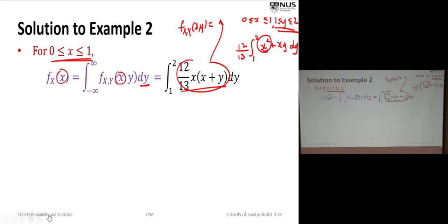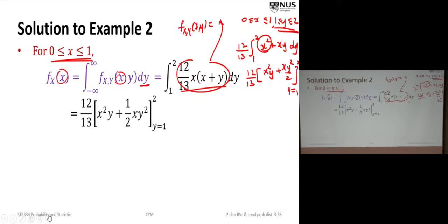So this one is just a constant. After you do the integration, it is x squared y, and this one becomes xy squared over 2, with y from 1 to 2. All right? So this is what we have.